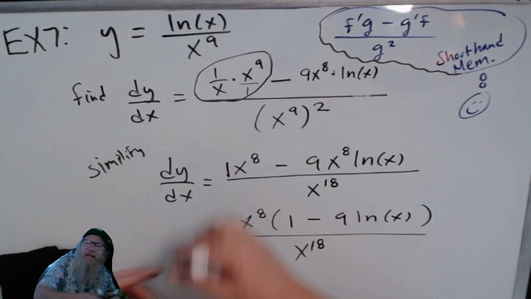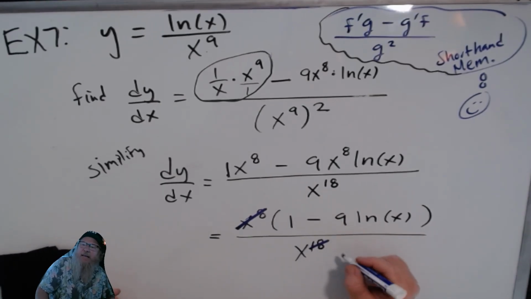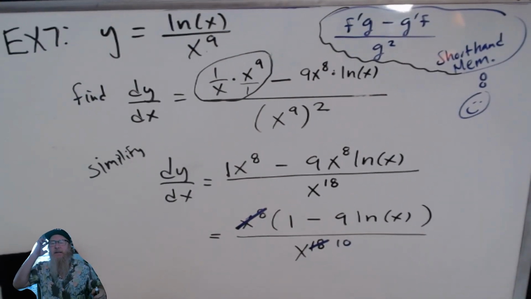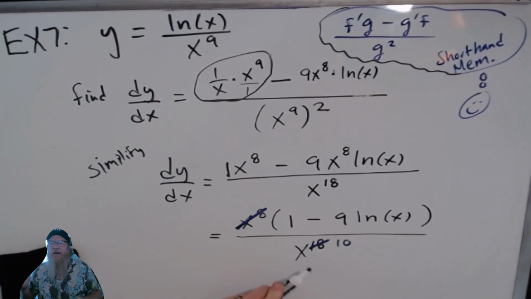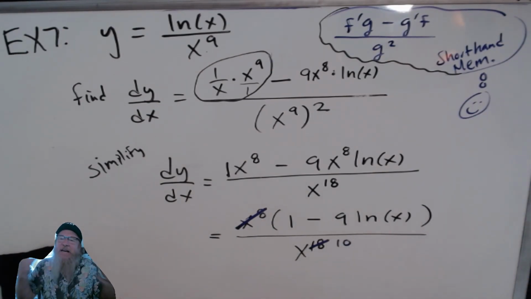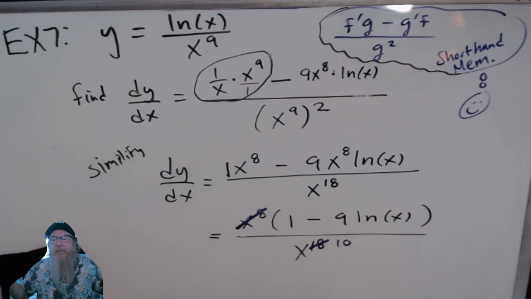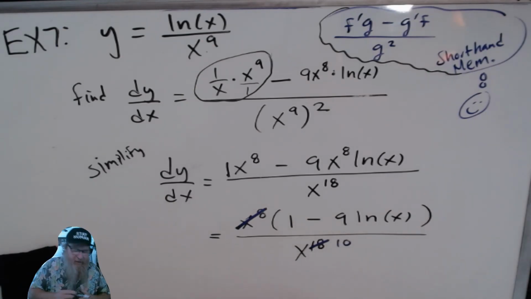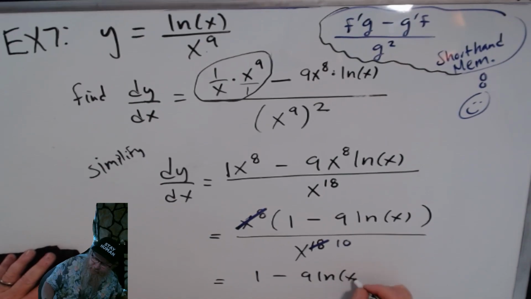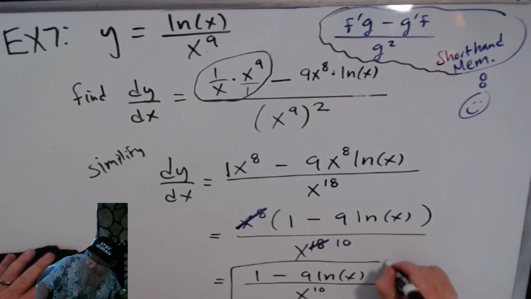And then finally, cancel x to the 8th, x to the 18th, and that leaves behind x to the 10th. Right? Remember, when you cancel variables, you subtract the powers. If they're equal to each other, the powers are equal. When you cancel them, they just disappear because you're subtracting it from itself. But these are not equal to each other. So this is your final answer.